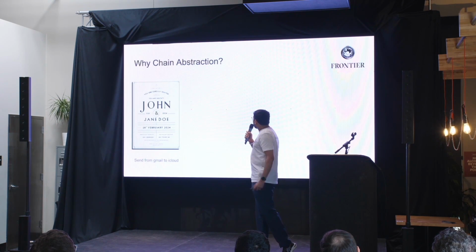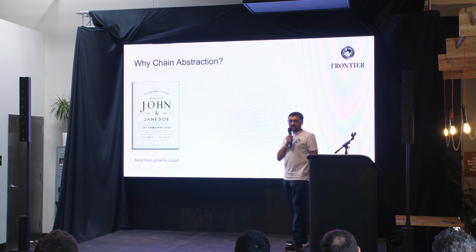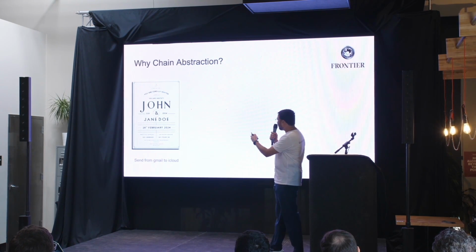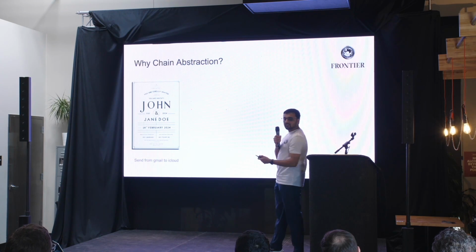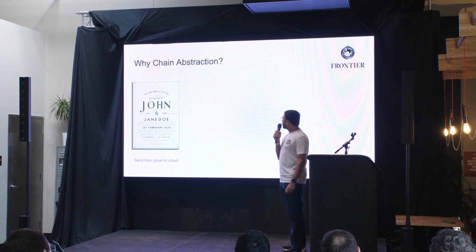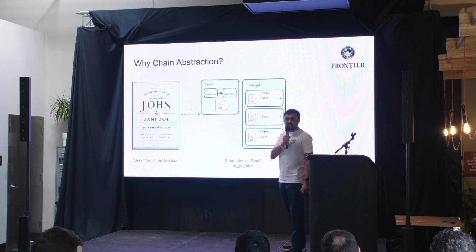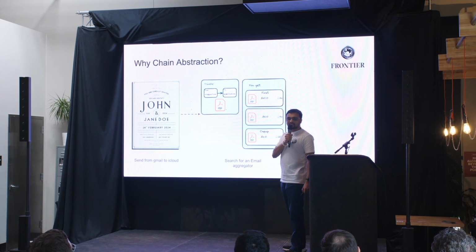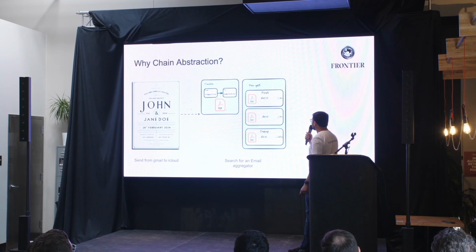And so let's go back 20 years when the Web 2 revolution was happening. Suppose you wanted to send an email from Gmail to iCloud, and you had this PDF, like a wedding invitation, and there was no SMTP, no HTTP, no standardization of how these different layers communicate with each other. What you would do is go to an email aggregator, somehow enter the to and from address, paste the PDF, and then get a bunch of options on how to send that email from one person to another.